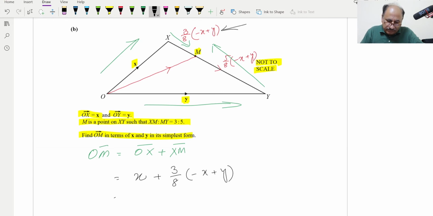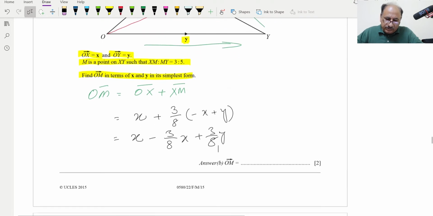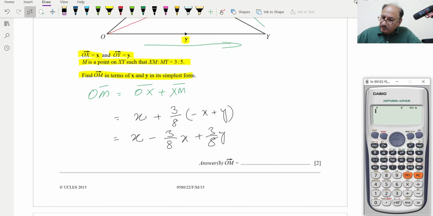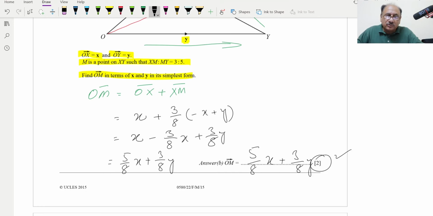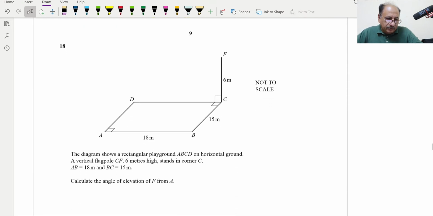Now further we can simplify, open the bracket. So x minus 3/8x plus 3/8y, and after simplification, 1 minus 3/8 will be equal to 5/8. So our answer will be 5/8x plus 3/8y, and the final answer we can write here: 5/8x plus 3/8y. This is a 2-mark question. Hopefully you understood each and everything.